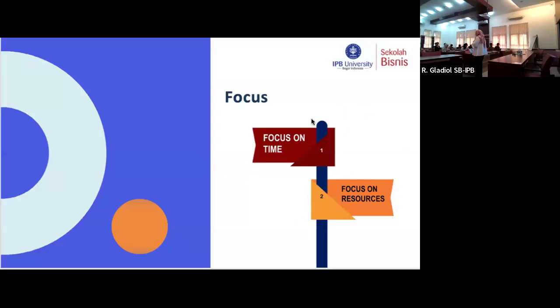And then, like I said before, focus has two things, time and resources. Managing time efficiently, allocating money, people, what else? Resources, what else? Skill. Yeah, you have to prioritize on those two things. Okay.